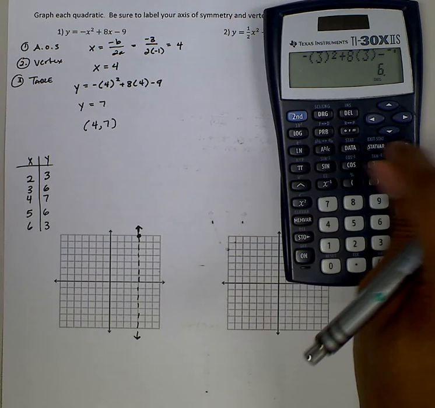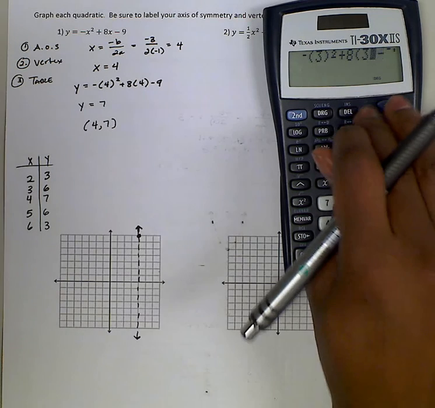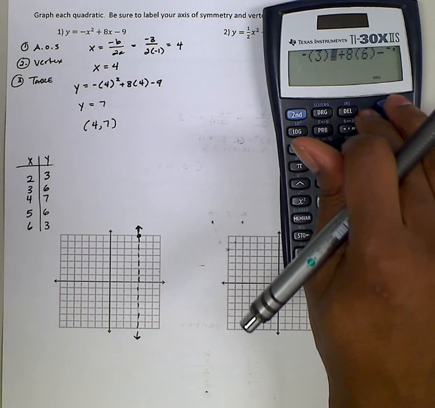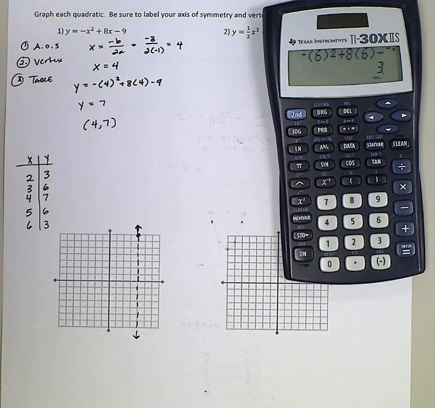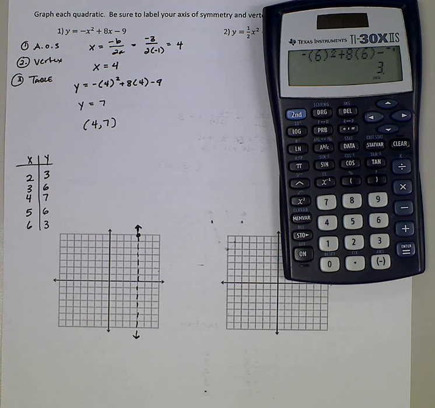And I'll just check myself for your sake. I'll plug 6 in here. If I get 3, then I know that I did something right. Okay, alright, so we're on the right path.